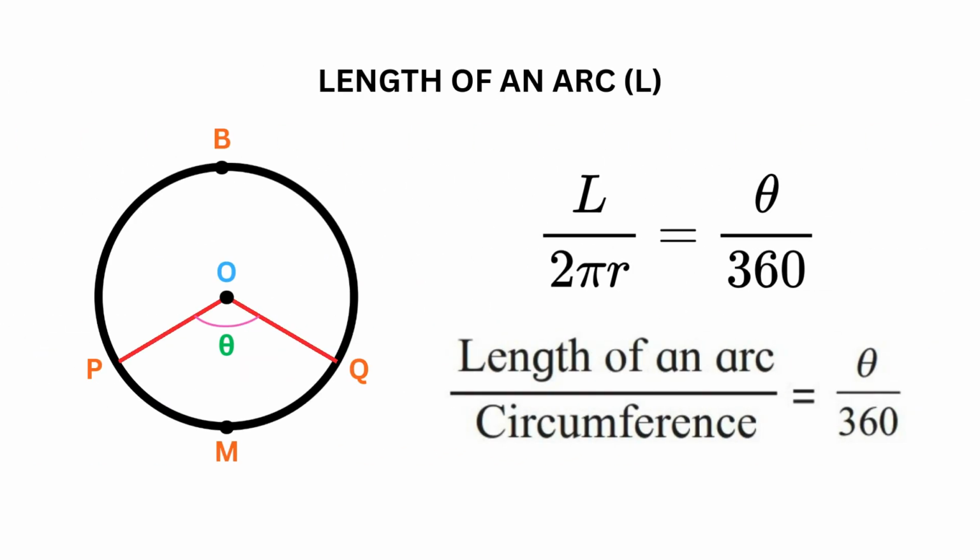Length of an arc, L. Rearranging the previous formula, the proportional formula is L divided by 2 pi r equals theta divided by 360.